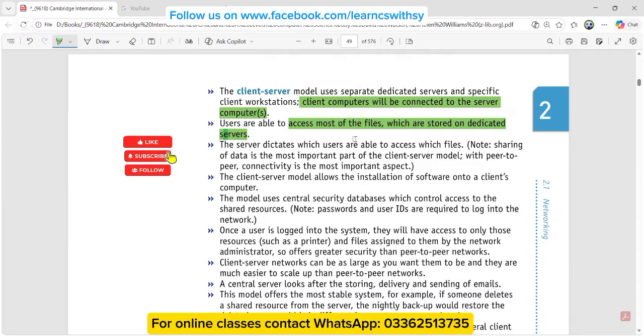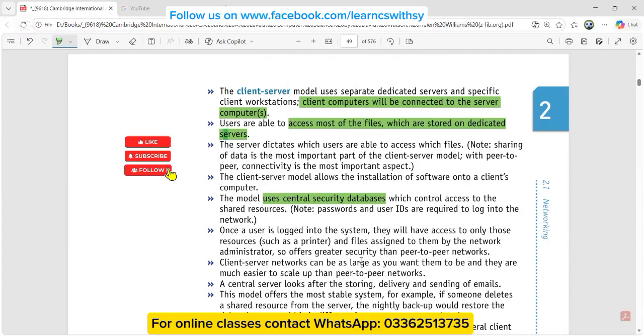Again, this is a repetition of the advantage of creating a network that we talked about: who has access to what? That is what is dictated by the client server model. The client server model also allows installation of software onto a client's computer. The model uses central security. The biggest advantage of using this model is managing the central security, and because of this, only the people who have the right ID and password are able to access the network.